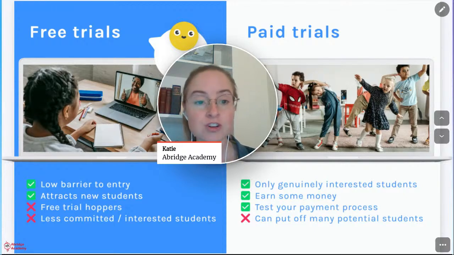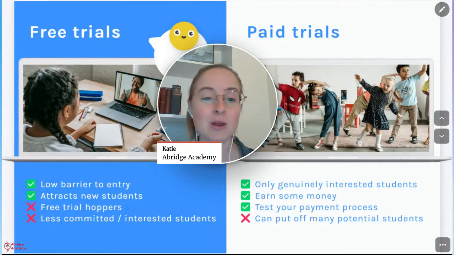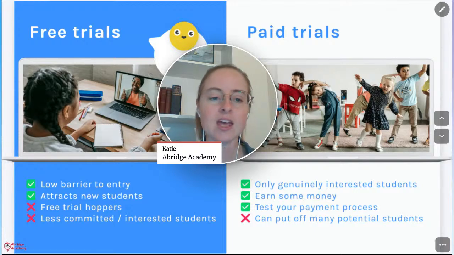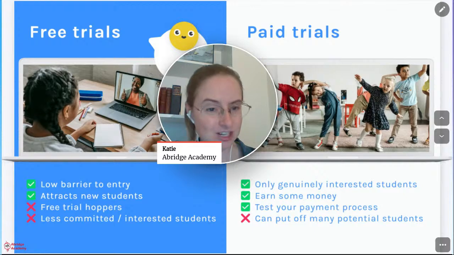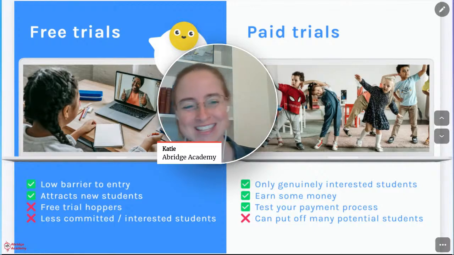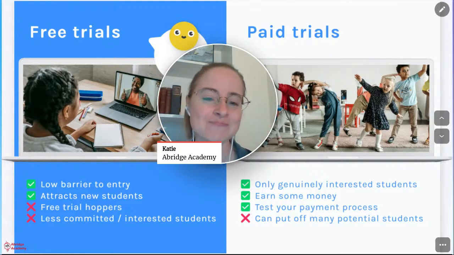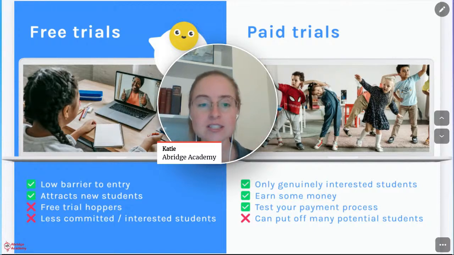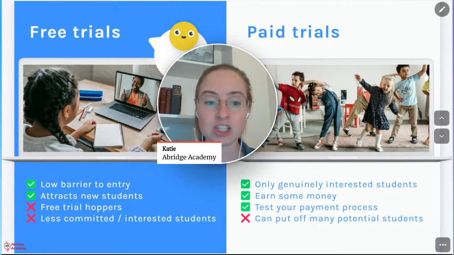But a big risk of the free trials are the free trial hoppers. People who are coming along because they want the free class and they have no intention of ever purchasing. And it therefore attracts sometimes less committed or interested students. Interested, not interesting. I'm sure all students are interesting. Less interested students. Then we look at paid trial classes. Paid trial classes, you can be pretty confident that everyone who's actually paying is genuinely interested in classes with you.